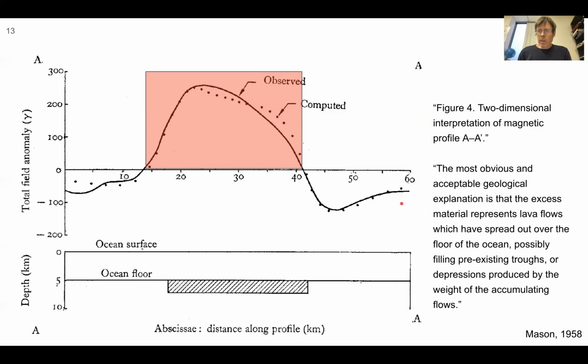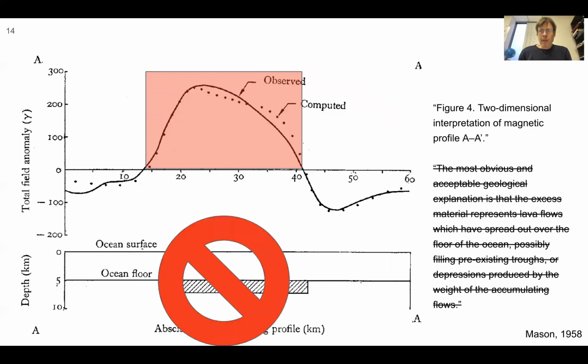And they said the most obvious and acceptable geological explanation is that the excess material represents lava flows, which have spread out over the floor of the ocean, possibly filling pre-existing troughs or depressions produced by the weight of the accumulating flows. That turns out to be incorrect.